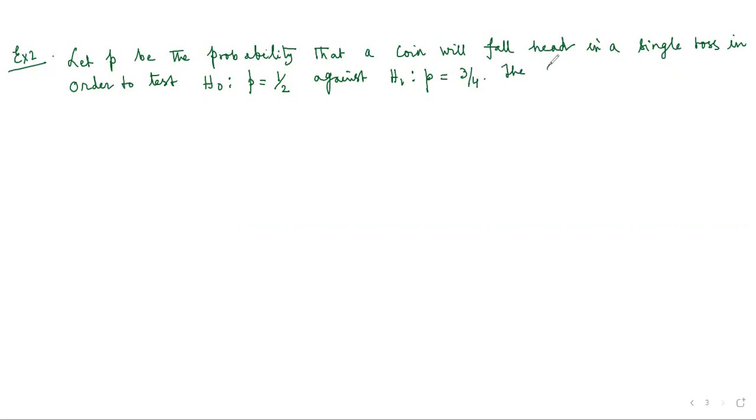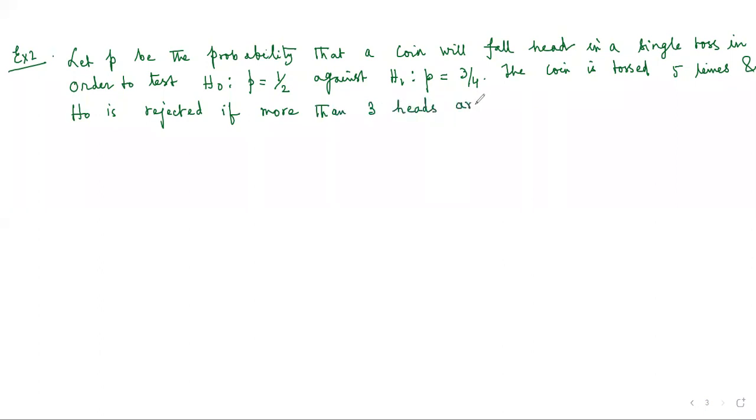The coin is tossed 5 times, and H naught is rejected if more than 3 heads are obtained. Find the probability of committing type 1 error, type 2 error, and the power of the test.